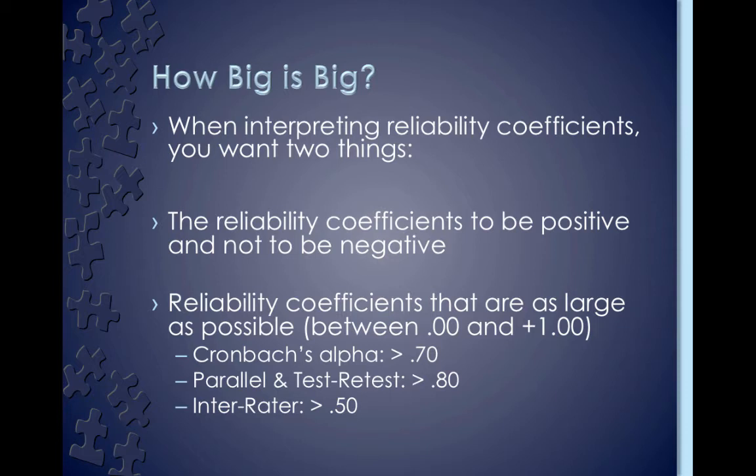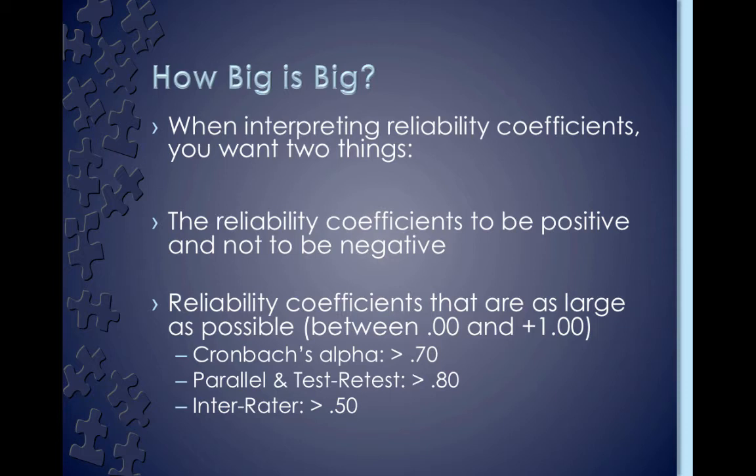So, test-retest, parallel forms, we have to worry about negative numbers. Cronbach's alpha, which is internal consistency, and inter-rater reliability, we don't have to worry about negative numbers. But regardless, we want our reliability coefficients to be positive and not negative. When we do have a positive reliability coefficient, we want that coefficient to be as large as possible, between 0 and positive 1.